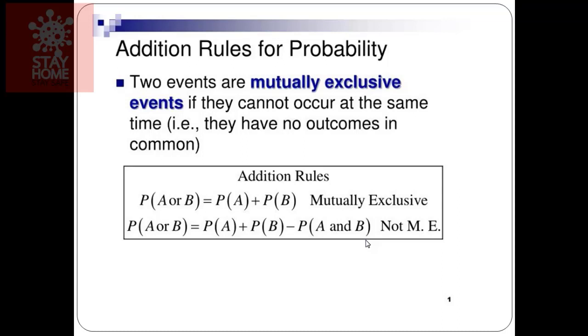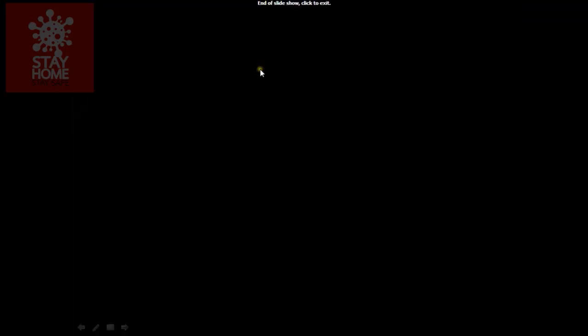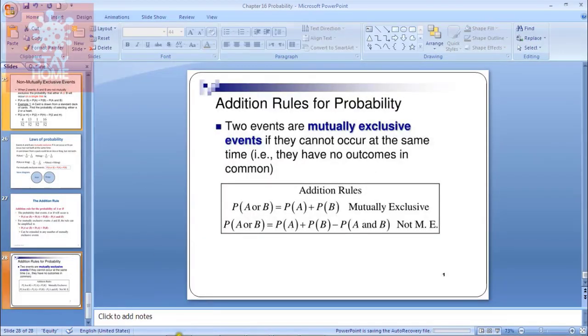Again, I am going to repeat for you. The probability of A or B equals the probability of A plus the probability of B when the events are mutually exclusive. Mutually exclusive means the events cannot occur at the same time. And for non-mutually exclusive events, it is the probability of A plus the probability of B minus the probability of A and B. So now we are coming towards your book.